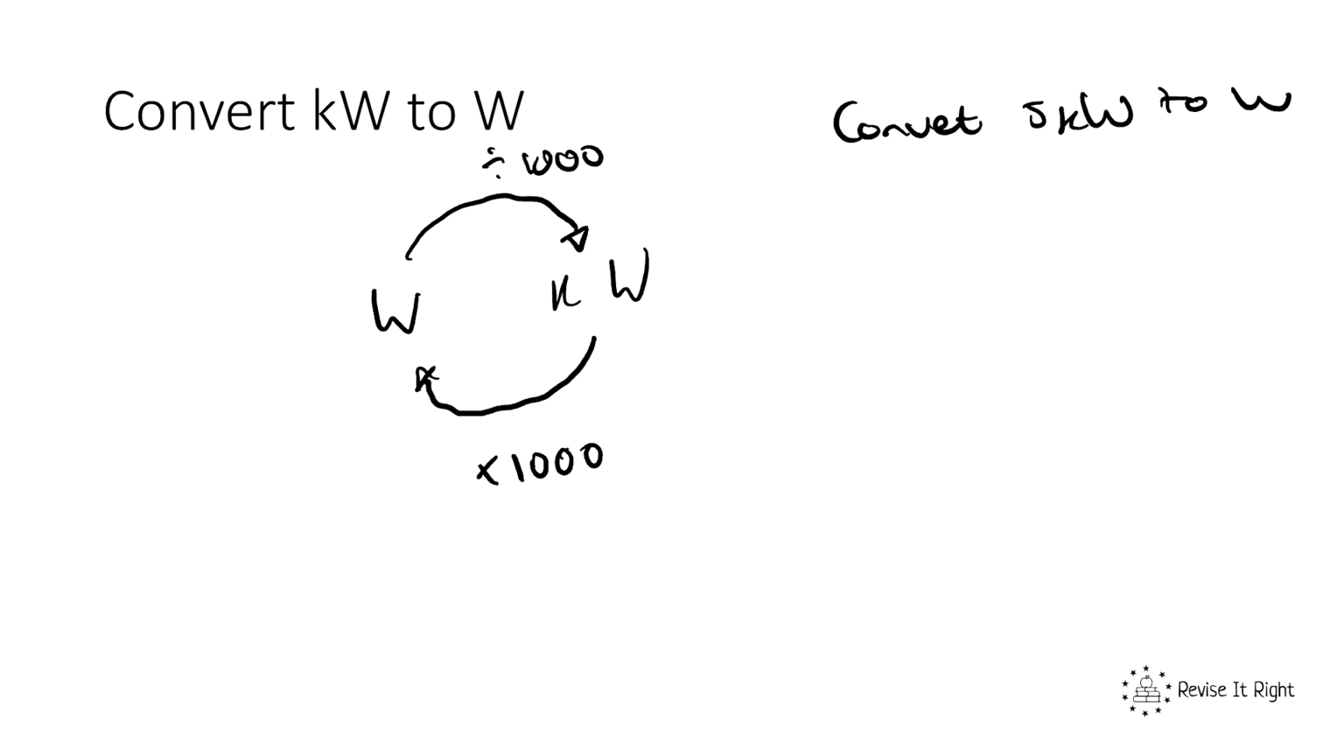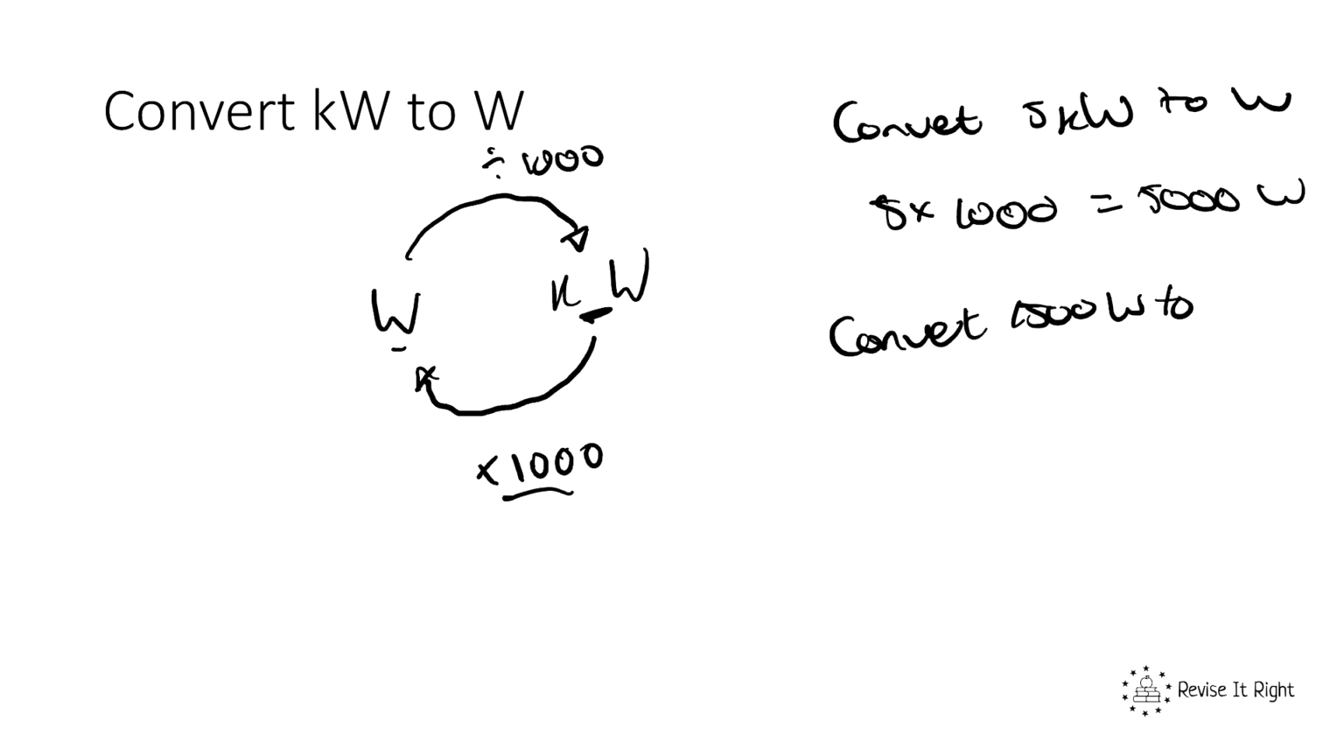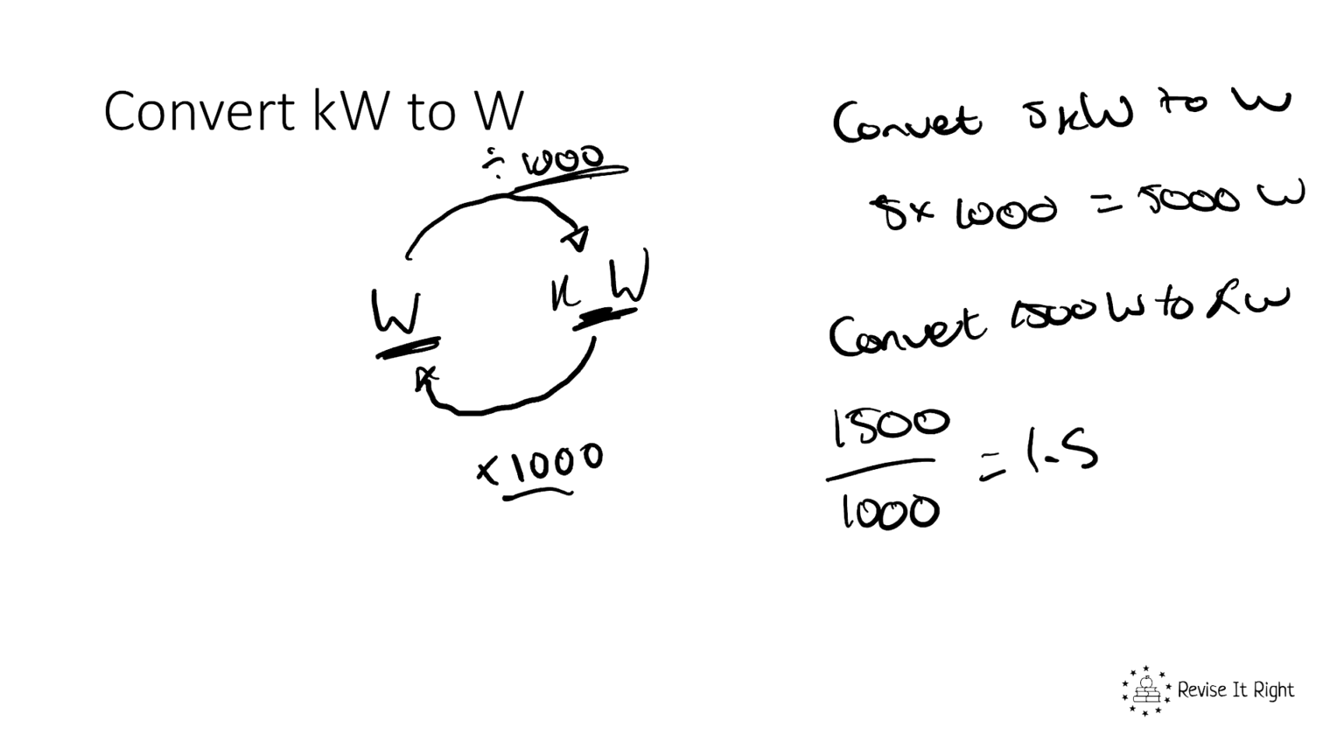Well, we've got it in kilowatts, and to get it to watts, we know we need to times it by 1,000. So 5 times 1,000 is equal to 5,000 watts. So 5 kilowatts is equal to 5,000 watts. Let's do one more. Convert 1,500 watts to kilowatts. To go from watts to kilowatts, we have to divide by 1,000. So 1,500 divided by 1,000 equals 1.5 kilowatts. So 1,500 watts is equal to 1.5 kilowatts.